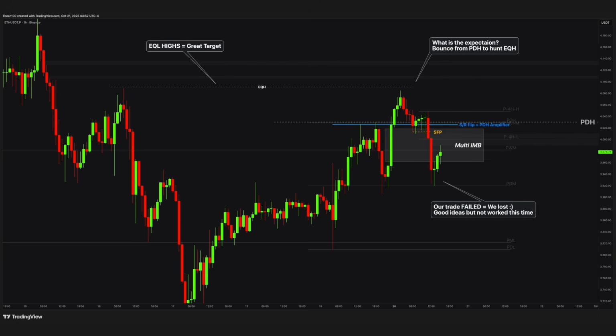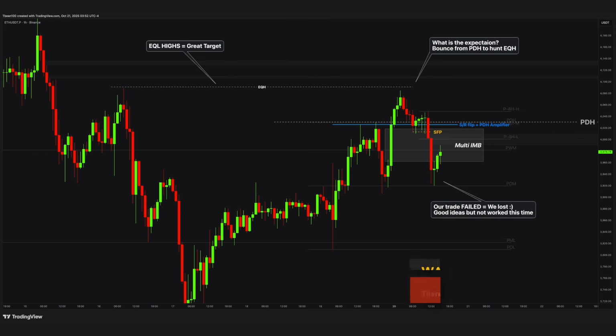But hey, look at what actually happened here. Our trade failed really badly, and we ended up losing money on this one. It does not mean the trade idea was wrong, it just did not work out this time.